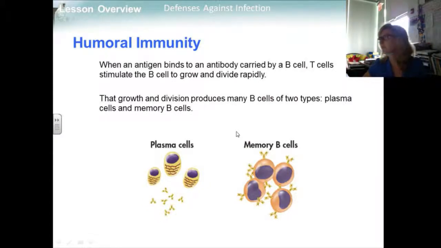When an antigen binds to an antibody on a B cell, T cells stimulate the B cell to grow and divide rapidly. The growth and division produces many B cells of two types, plasma cells and memory B cells, which will become important next.